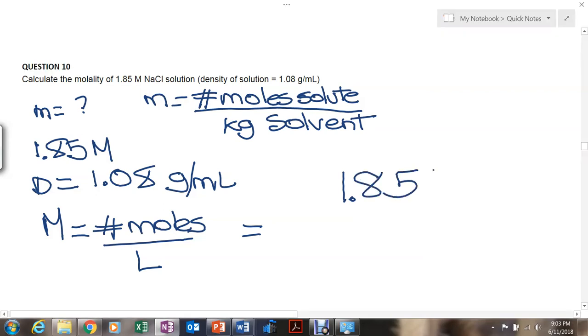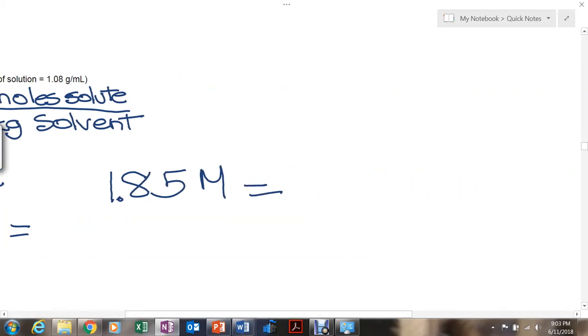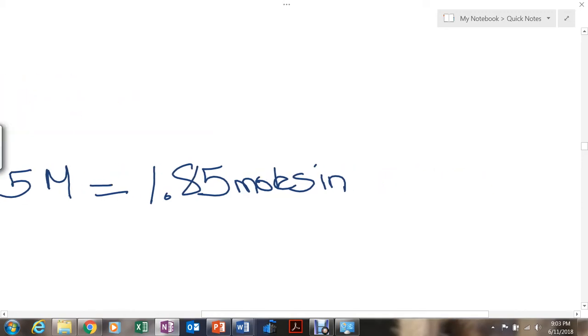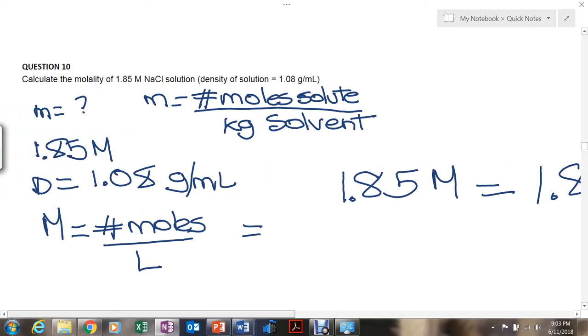That means 1.85 molar. That means that you got 1.85 moles in 1 liter. Is that right? 1.85 moles in 1 liter. So if we take 1.85, we can use our volume as 1 liter, which is 1,000 milliliters.